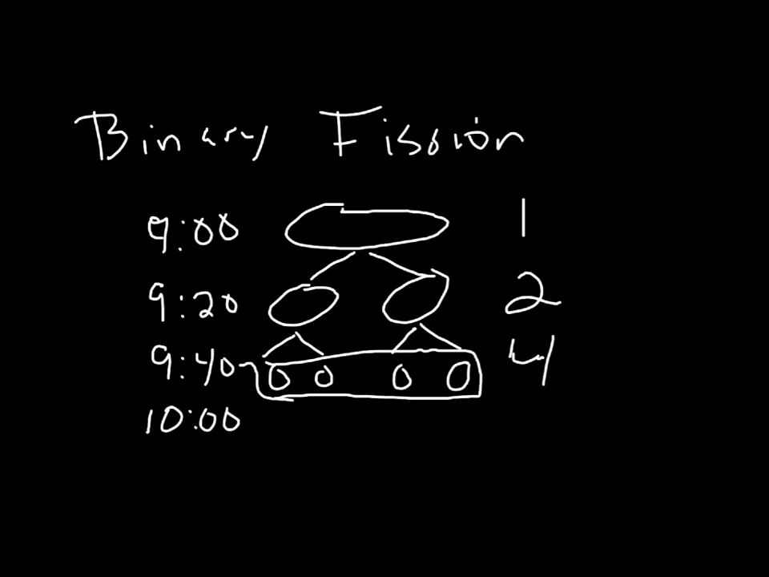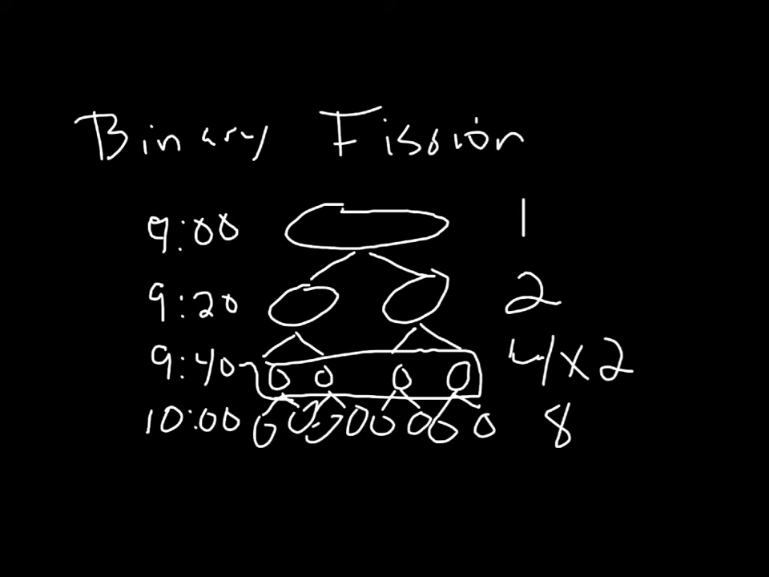I had 4 cells. If they each double, 4 times 2 gives me 8. So I'll have 2 from this one, 2 from this one, 2 from this one, and 2 from this one. So that now gives me 8 bacterial cells. And this process will continue to happen.